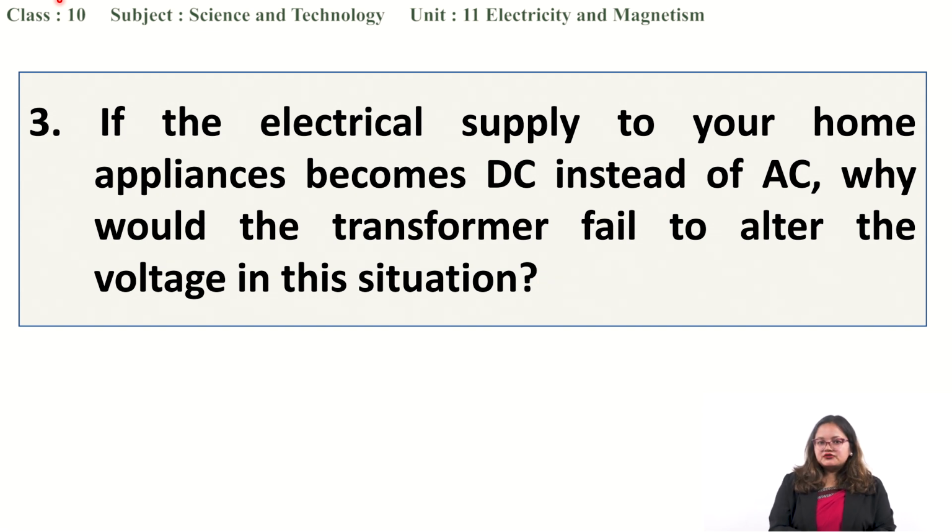Okay, so when we talked about the working of the transformer, we were constantly talking that the primary coil is connected to an AC source. We have used the term AC. So an AC source generates alternating current, and we know about alternating current. It changes the direction of the current. The direction of alternating current changes periodically. So in the first half cycle, it may go in a positive direction.